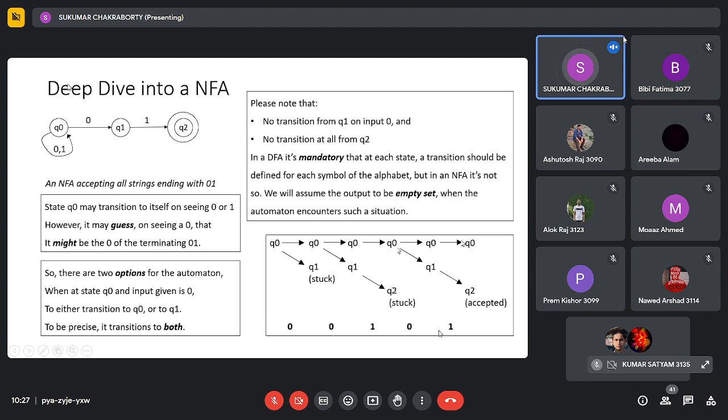So after a string is fed to an NFA, if one or more final states belong to the set of states which comes out, then we say that the string is accepted. There is a possibility that after looking at 00101, there is a branch which goes to a final state, right?